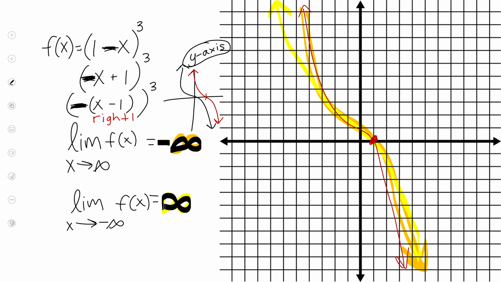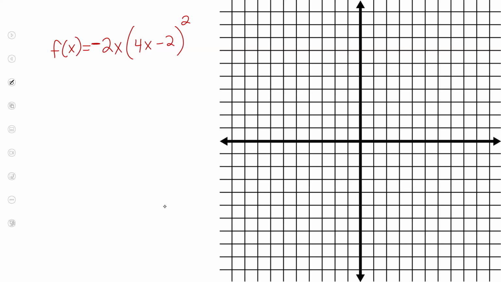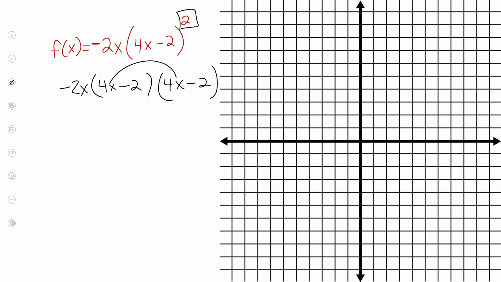Okay, let's try another one. So first with this one, you had to multiply it out. This is negative 2x times, we want 2 of these because it's a squared. 4x minus 2, 4x minus 2. Don't stress yourself out. What's 4x times 4x? 16x squared. The other ones, when you multiply it out, it's not going to be big as the squared.